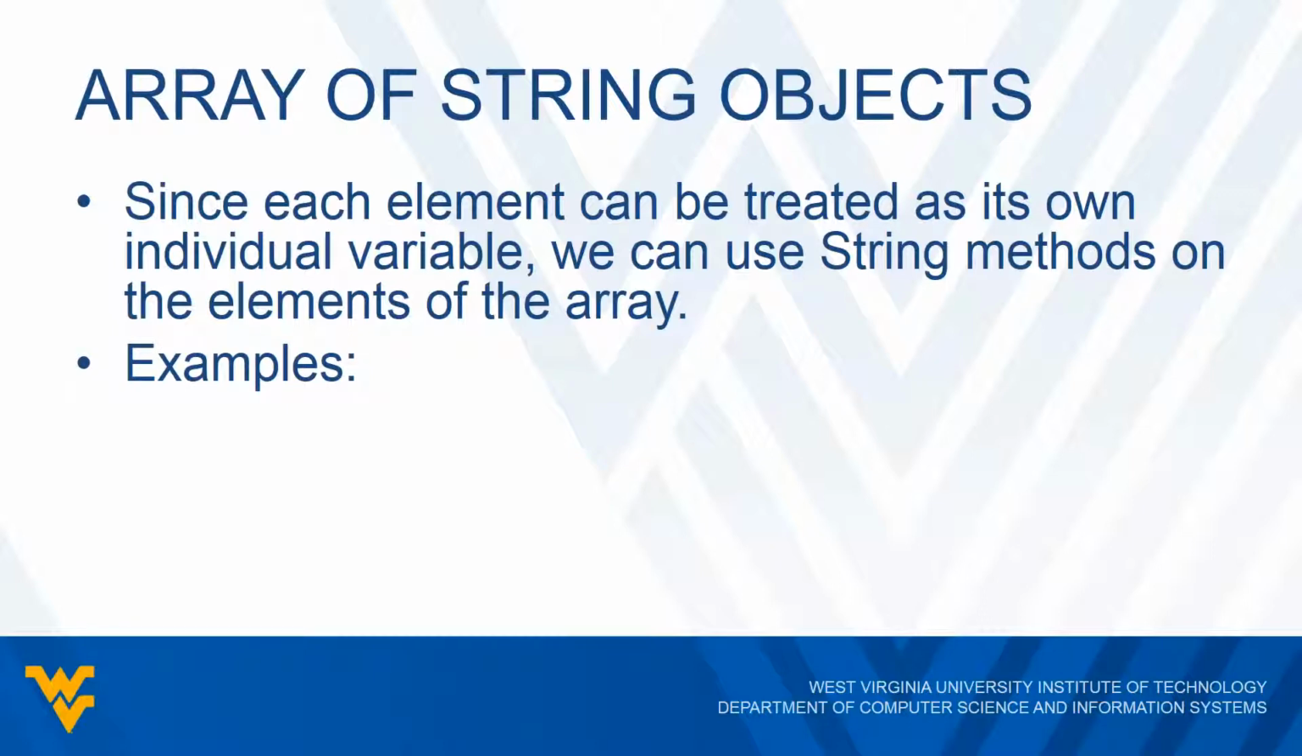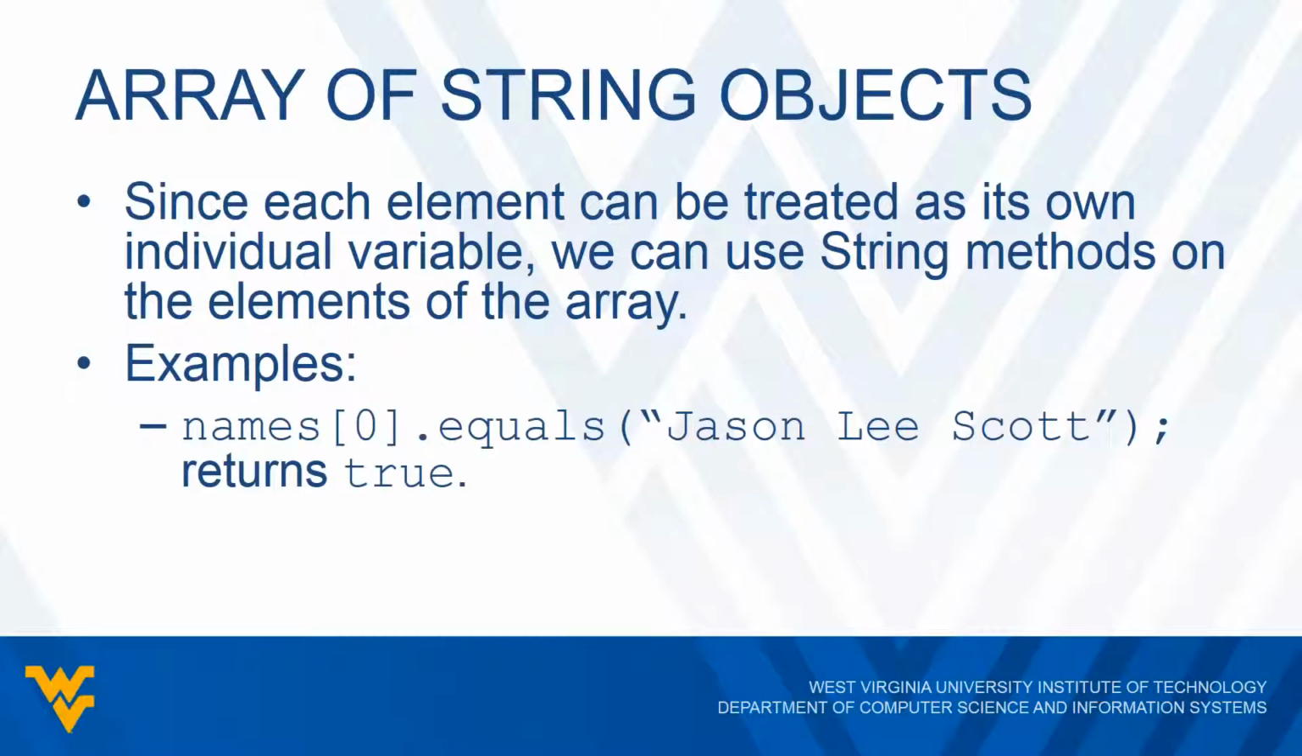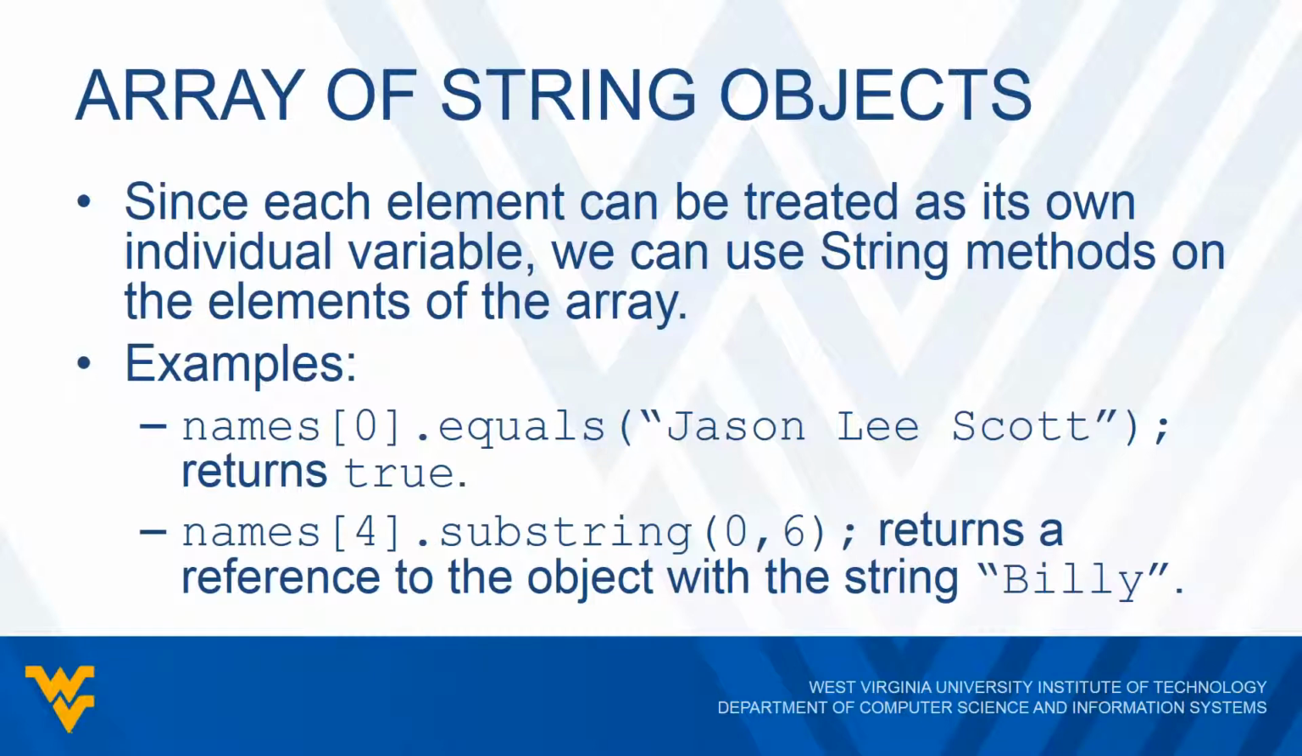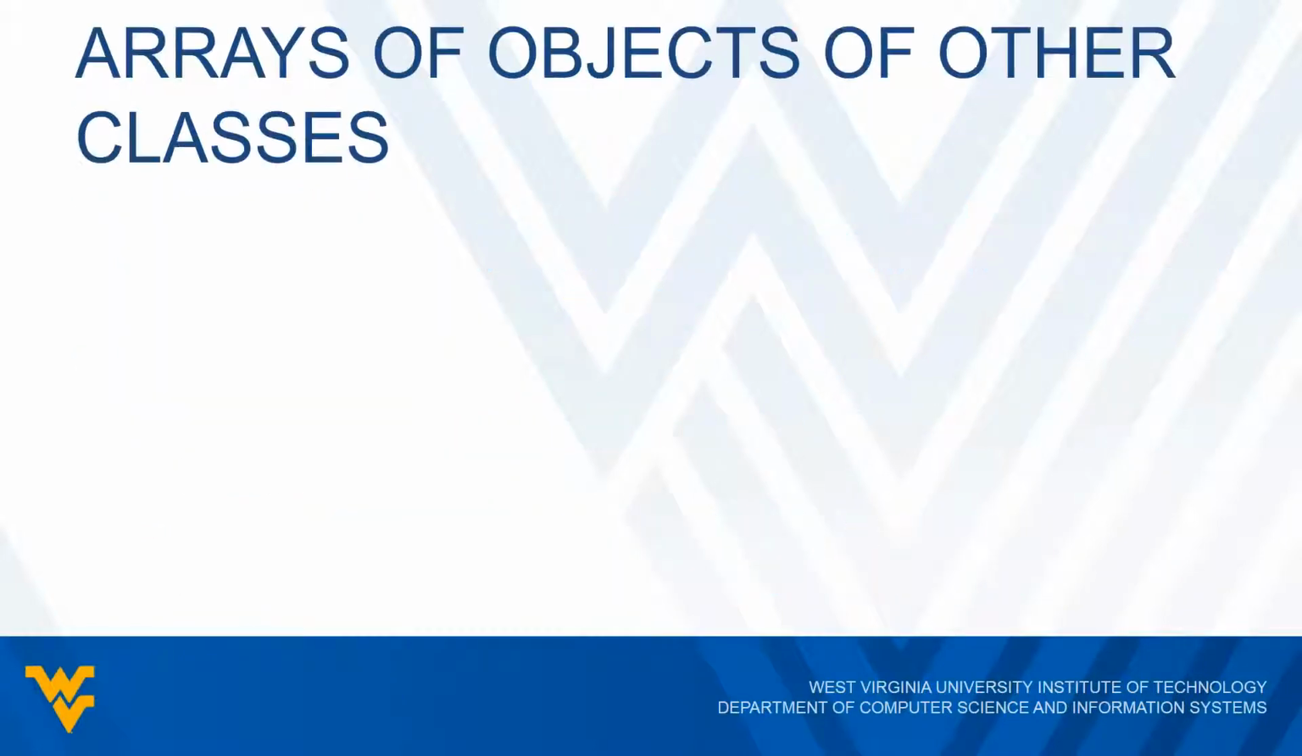So let's take a look at a couple of examples. So we have names[0].equals("Jason Lee Scott"). So this will take a look at the string in names[0] and see if it equals the string Jason Lee Scott. In this case, since those are the same, it will return true. We can also do substrings. So we can take a look at names[4], for example, and do names[4].substring from 0 to 6. So this will give me a reference to an object with the string Billy, because we're getting the first 5 characters of the string.